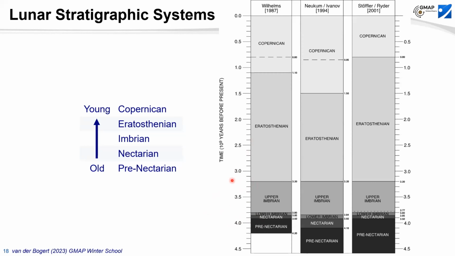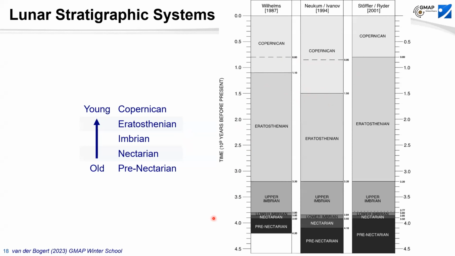Eratosthenian is defined by the Eratosthenes crater. And then the Copernican system, you can see there is a bit of disagreement about how long to actually mark it, partly because the Copernican system isn't defined specifically by Copernicus, but rather whether you can see the rays and ejecta from a crater or not.